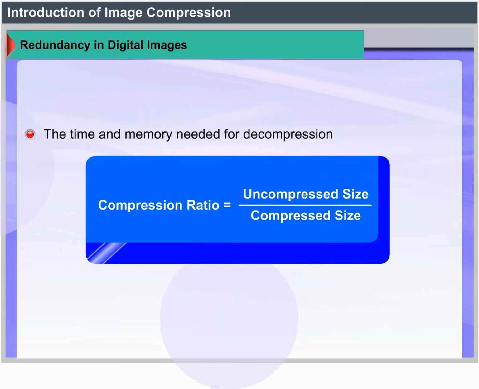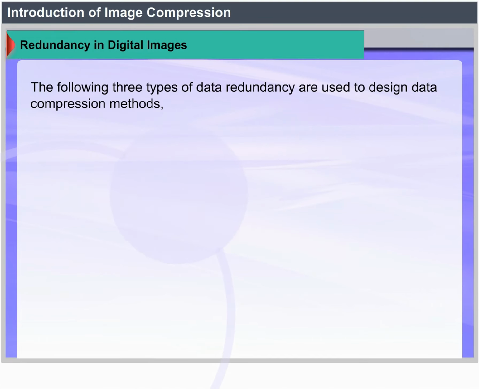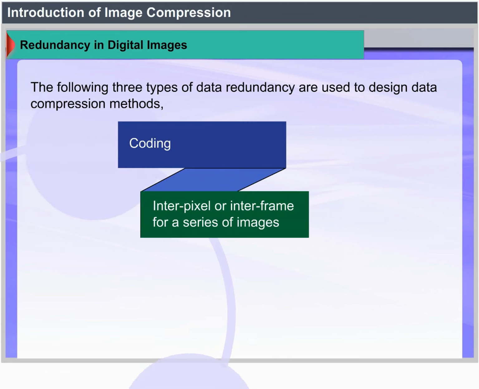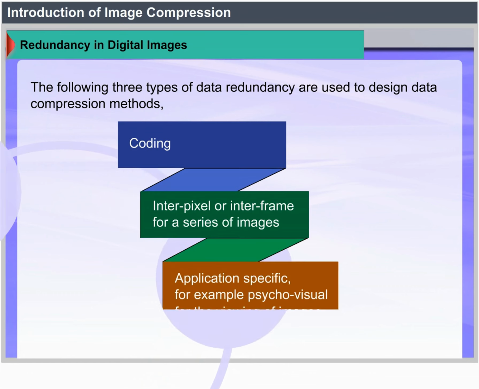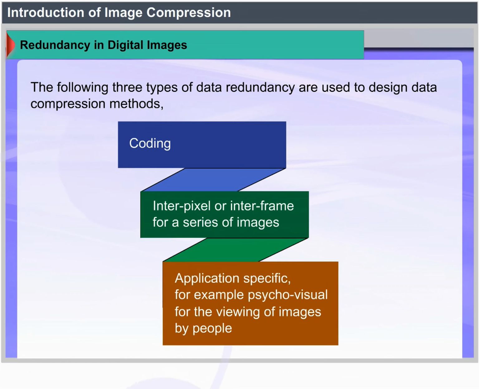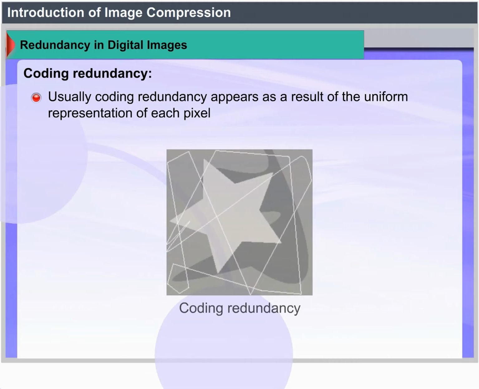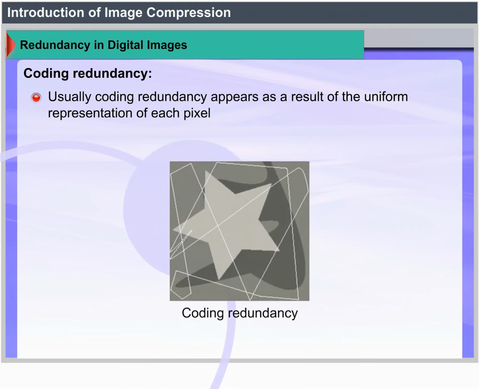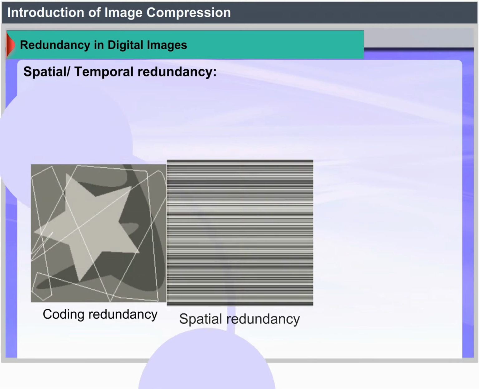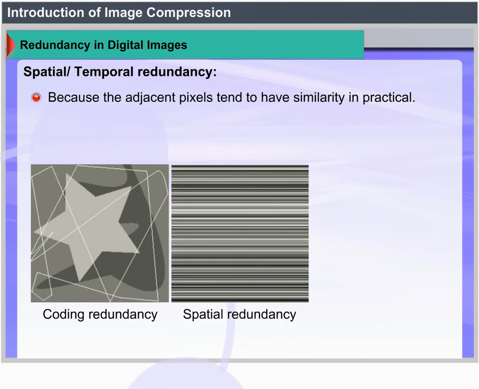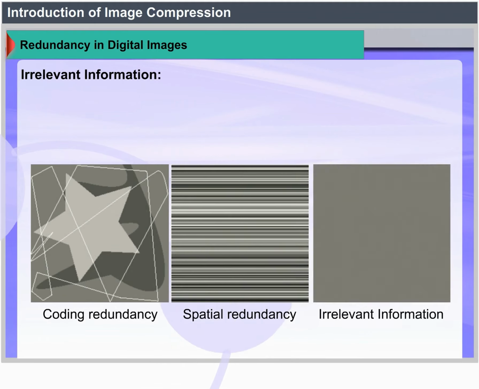Three types of data redundancy are used to design data compression methods. 1. Coding. 2. Interpixel, or interframe for a series of images. 3. Application-specific, for example, psychovisual for the viewing of images by people. Coding redundancy usually appears as a result of the uniform representation of each pixel. Spatial/temporal redundancy, because adjacent pixels tend to have similarity in practice. Irrelevant information: the image contains information which is ignored by the human visual system.